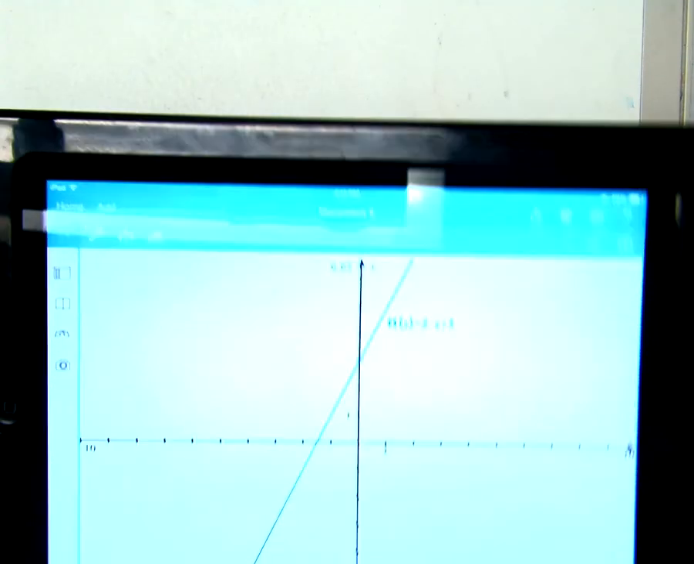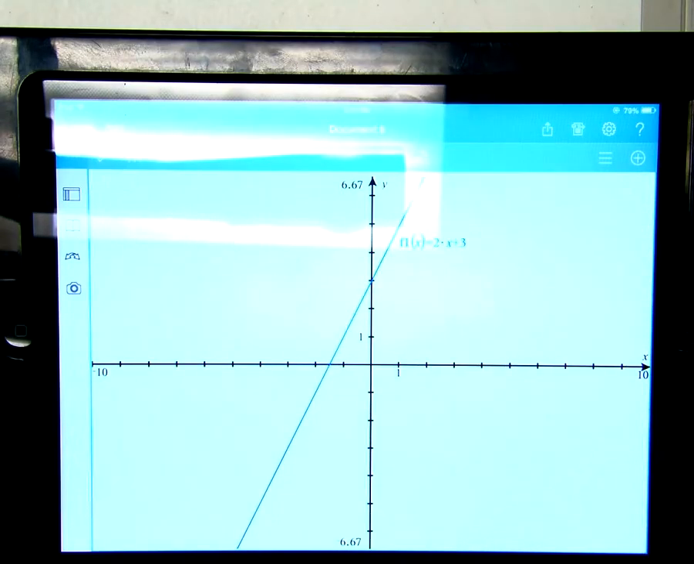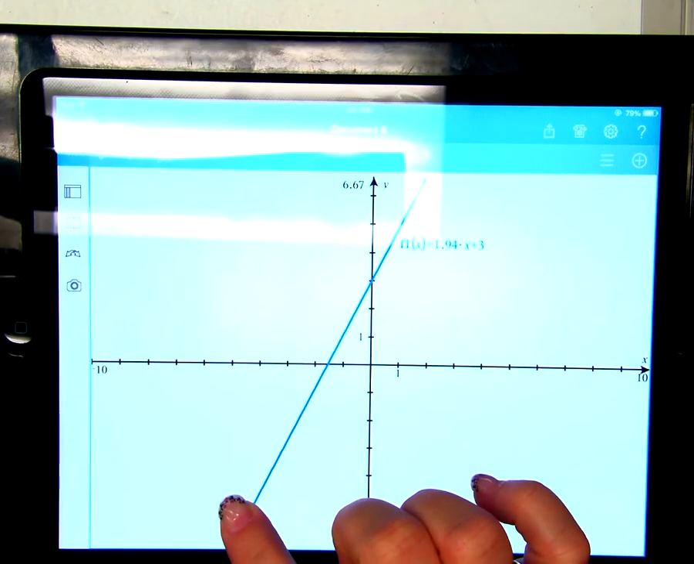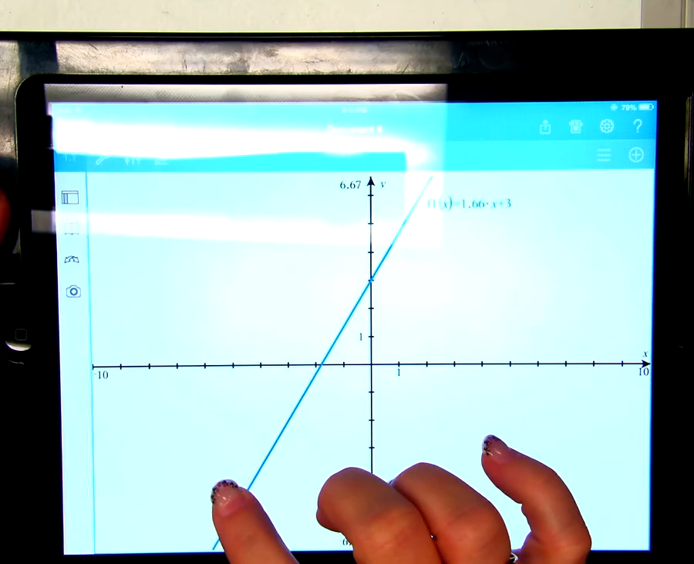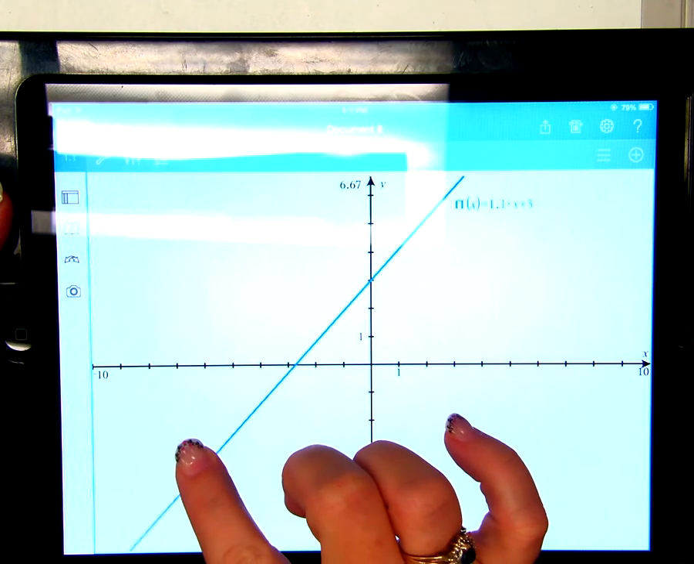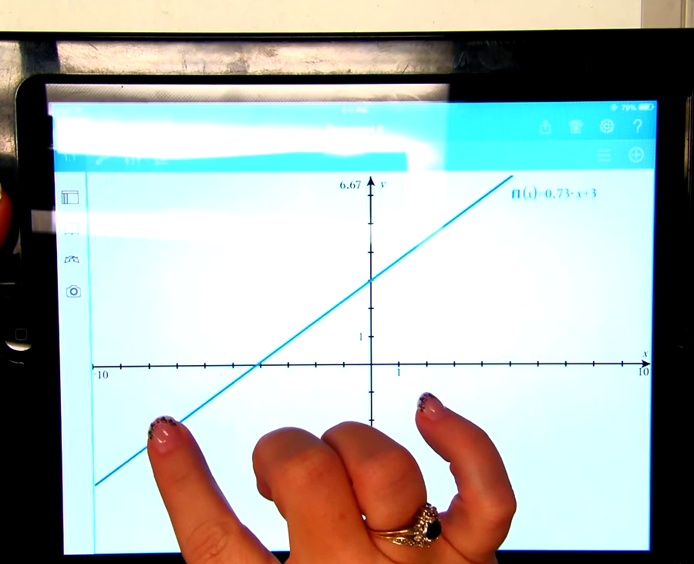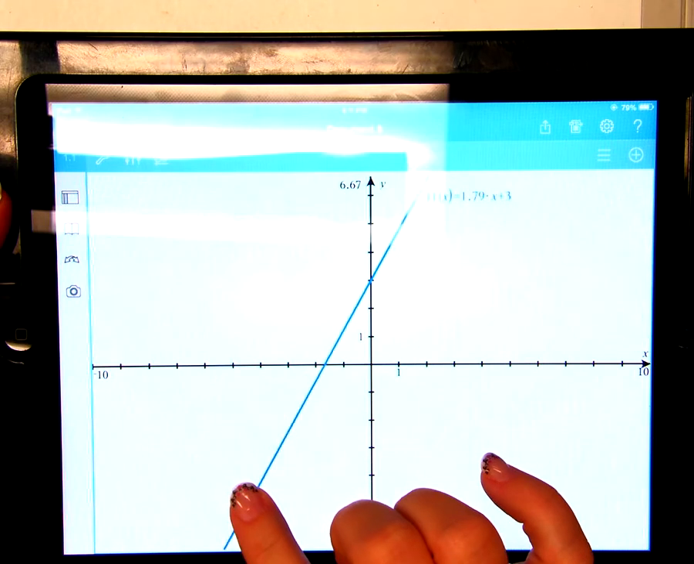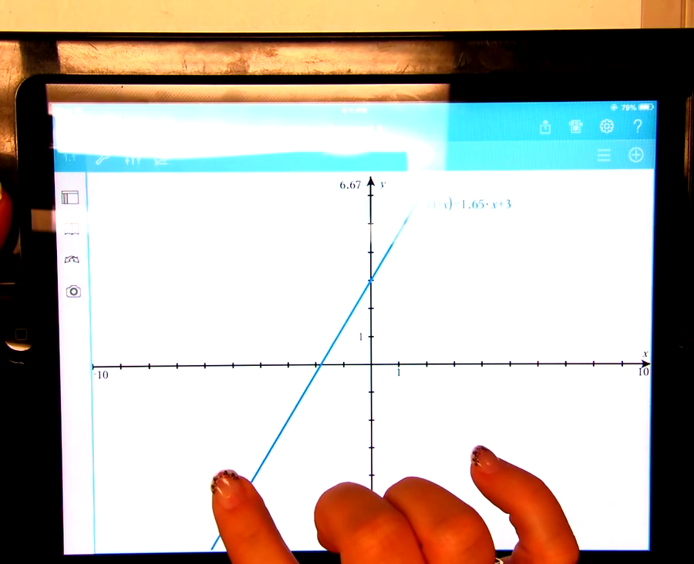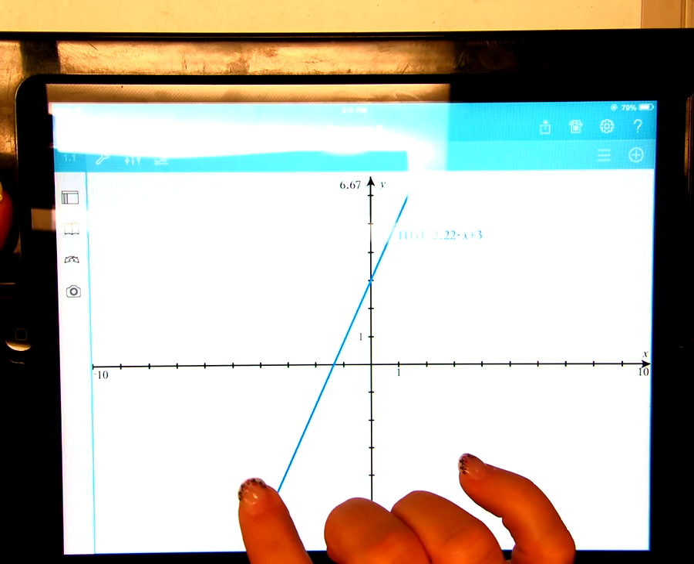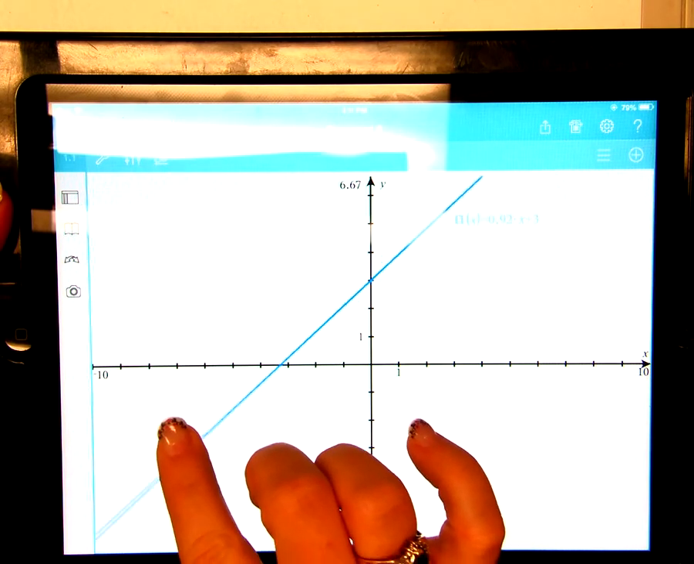Okay? So if we have a function like this, y equals 2x plus 3, like I just showed you, watch what I can do here. Can you see me moving the line? What is changing about this line? Can you tell that it's getting steeper and shallower? Here, this way it's getting steeper, and this way it's getting shallower.